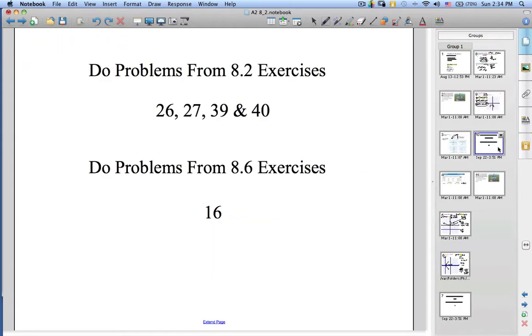Okay, so go ahead and practice writing the equations. Do these 4 problems from 8.2 and this problem from 8.6. Come on back and we'll finish up the lecture.